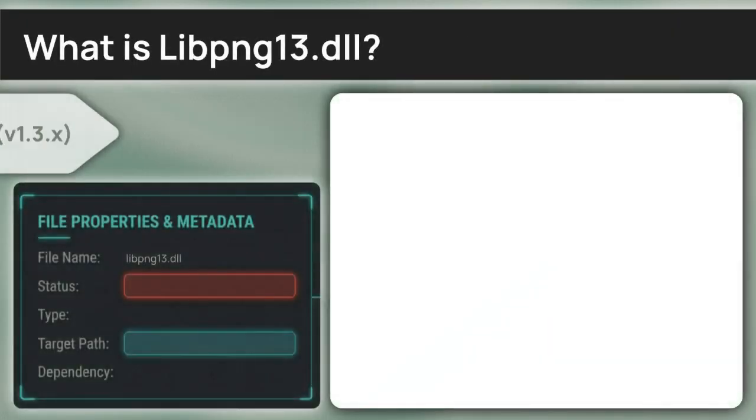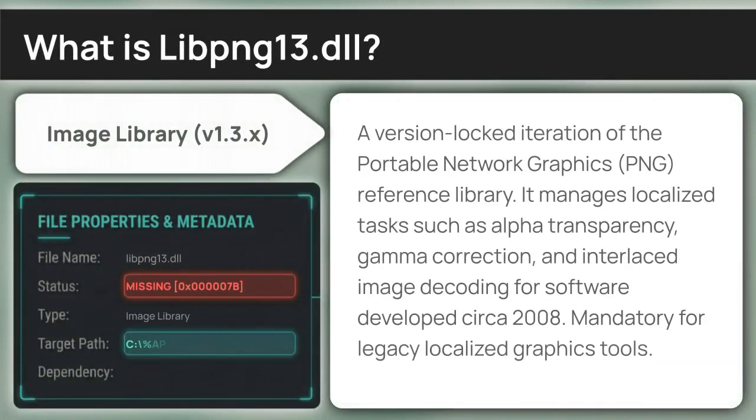This is the libpng13 library, a version-locked iteration of the Portable Network Graphics (PNG) reference library. It manages localized tasks such as alpha transparency, gamma correction, and interlaced image decoding for software developed circa 2008, mandatory for legacy localized graphics tools.